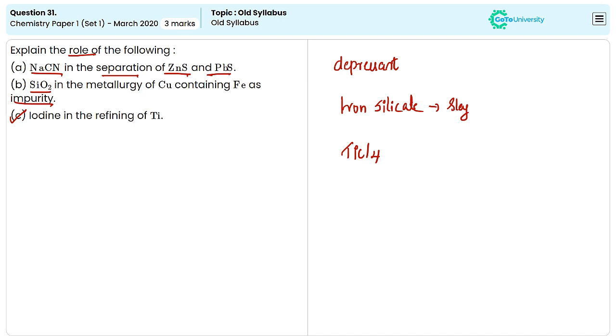This titanium tetrachloride is a volatile compound and can be easily separated from the impurities and further processed to obtain pure titanium metal. So iodine helps in converting titanium ore into titanium tetrachloride and facilitating the separation and refining of titanium.